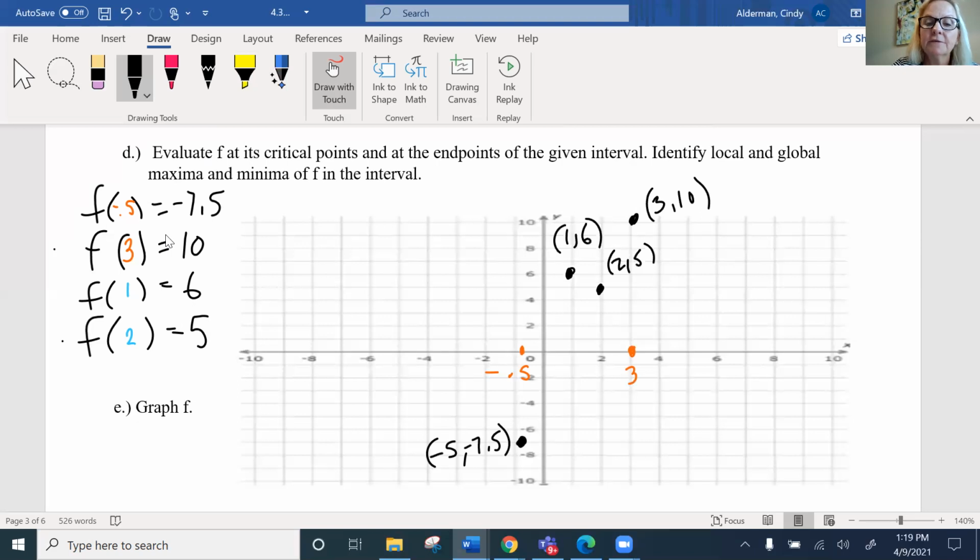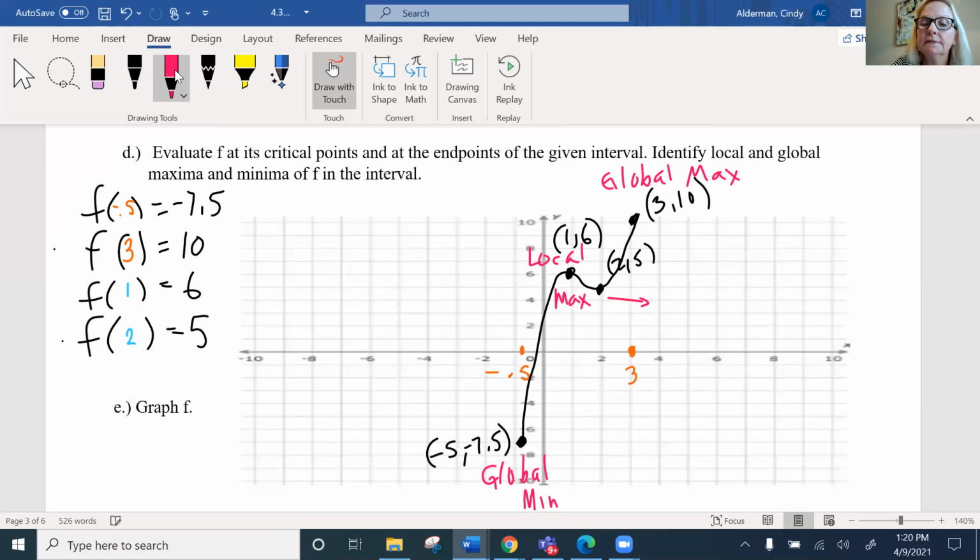Okay, so let's see what we got. We've got a graph that reads something. Oops, let's draw that a little better. And then we're just going to identify. So let's see, our global max is up here. And our global min is down here, making this a local max. And this a local min.